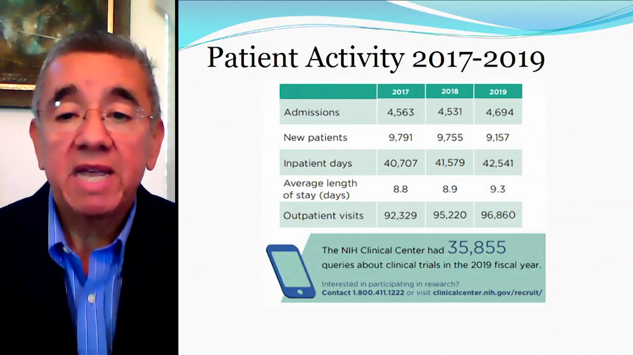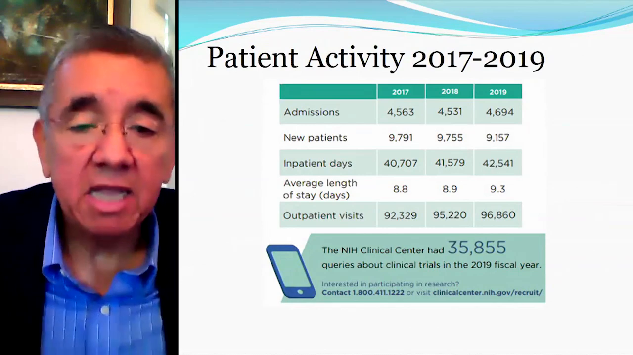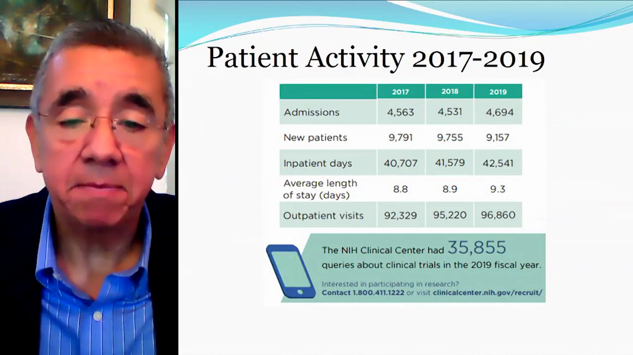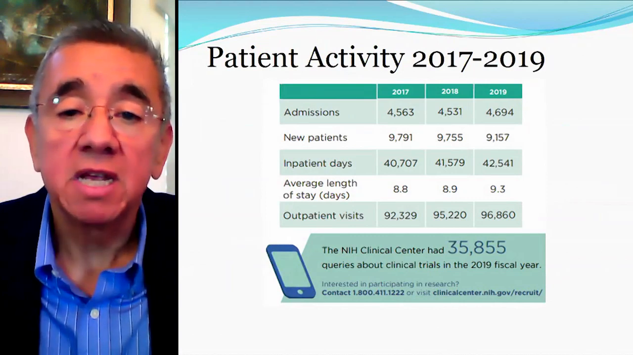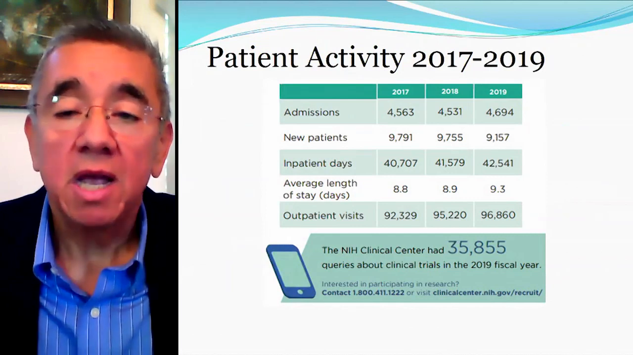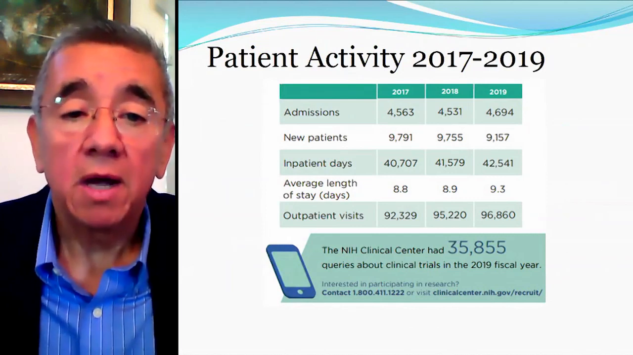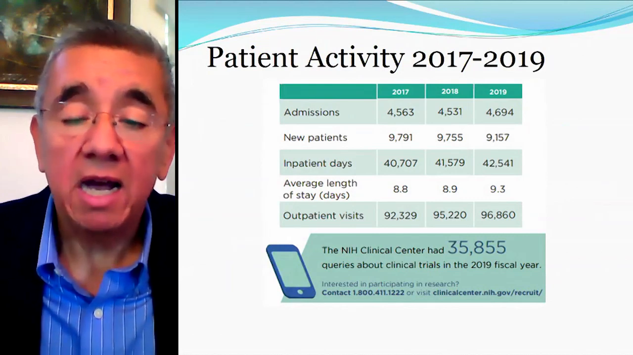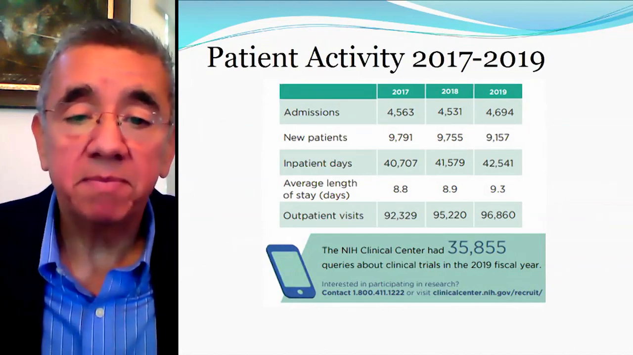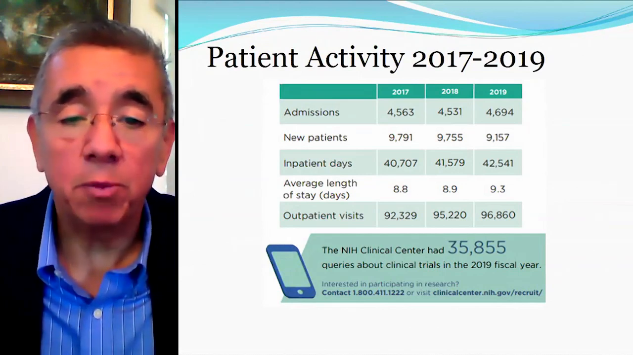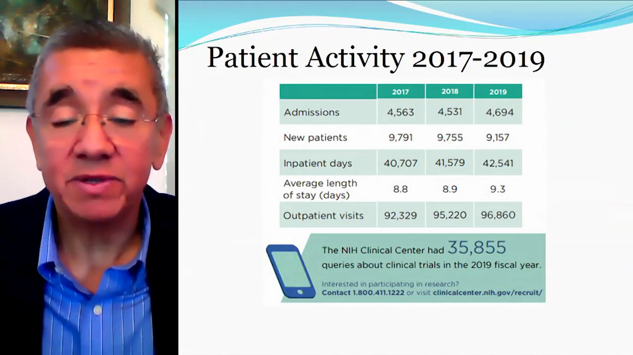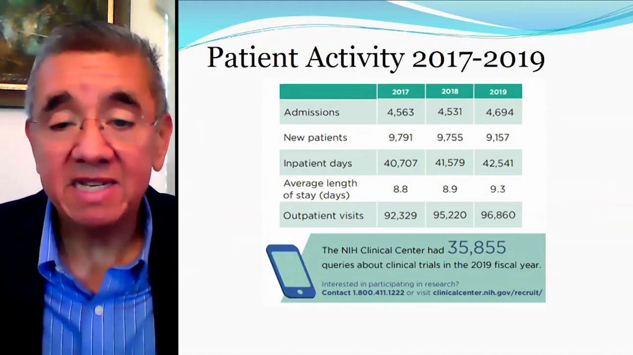The inpatient dates, we have 42%. The inpatient dates mean the number of days that the patients will be staying in the hospital participating in clinical studies. That number increased by almost 1,000 in 2019. The average length of stay in the hospital is 9 days, and 9.3. So the outpatient visits, we have more outpatient visits, outpatient meaning that the potential volunteers do not have to stay, they just come and they leave the same day.